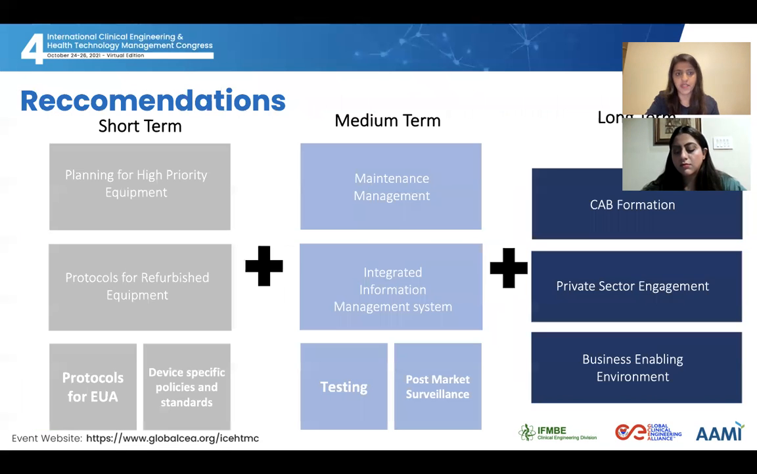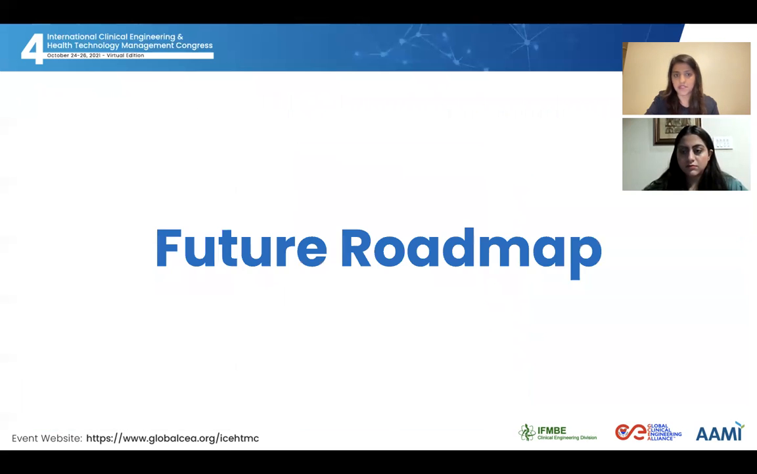Some of the short-term, medium-term and long-term steps for Pakistan to reach NRA level 4 are, number 1, planning for high priority equipment, refurbished equipment, EUA and device-specific policies. For the medium term, having an information management system, testing, post-market surveillance, and maintenance management. Along with that, the long-term vision is the formation of CABS, private sector engagement, and a business enabling environment.